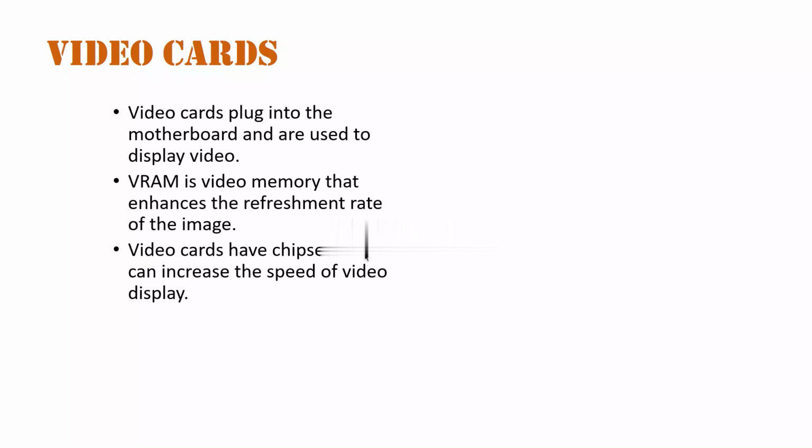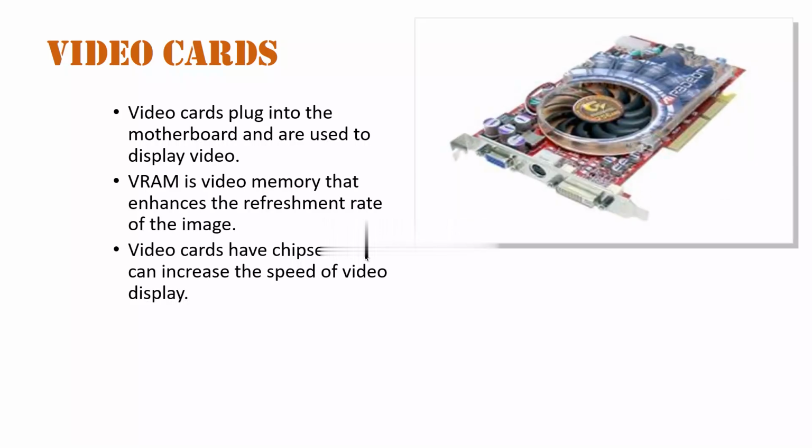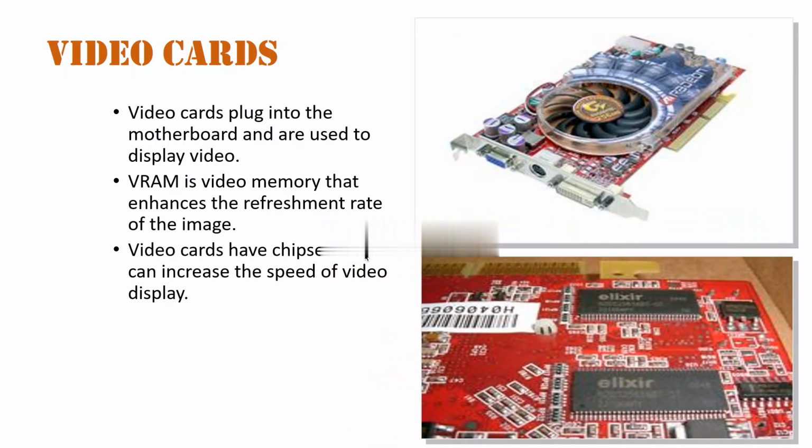The video cards are plugged into the motherboards and are used to display videos. Now, if your video card is not working, mostly you will not be able to watch a movie or play music or deal with anything that is full of graphics, such as audio, MP4s, pictures, and so on. The video RAM is a video memory that enhances the refresh rate of your images and the graphics pixels that your monitors can support. That is the VRAM type. So it helps to determine the amount of graphics that your computer can support.